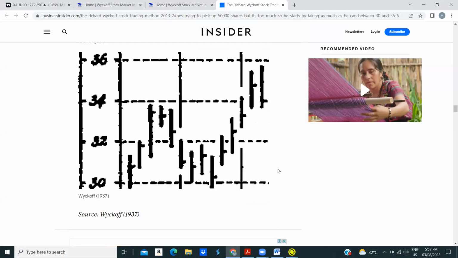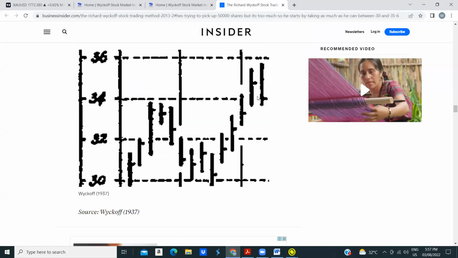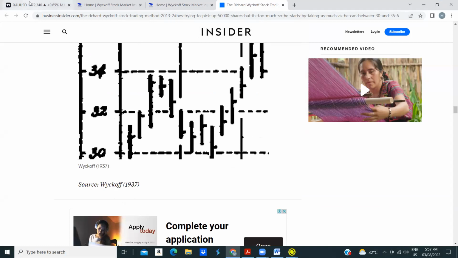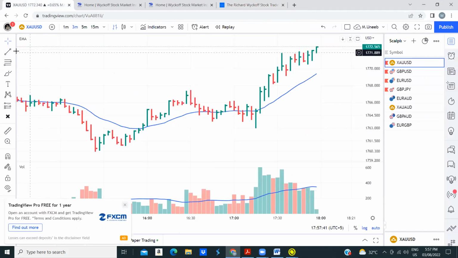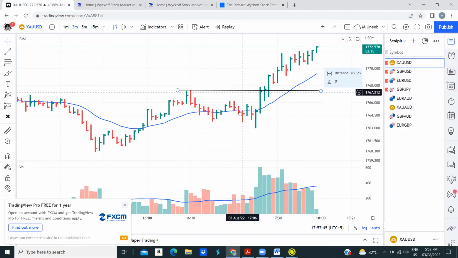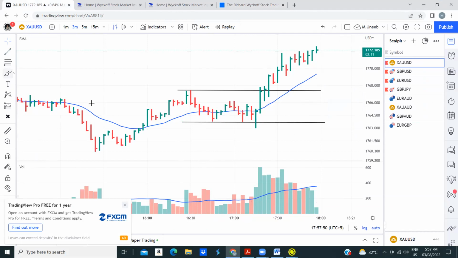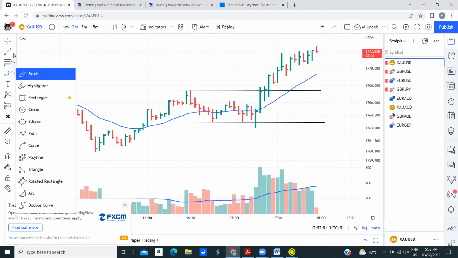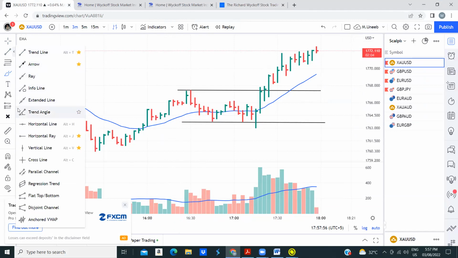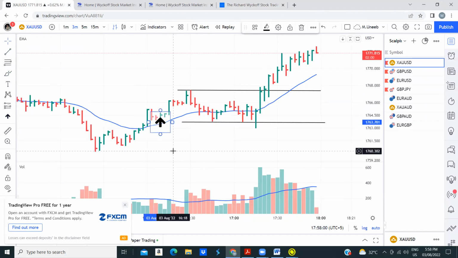All right, so what happens here? Here he has explained that he is trying to pick 50 shares, but it's not too much. So when you have a trading range, for example, this is a trading range, what will the smart money do? The smart money will start buying here. They will buy here. Let me draw another arrow. Arrow here. Yeah, he will buy here. At this point, he will buy.